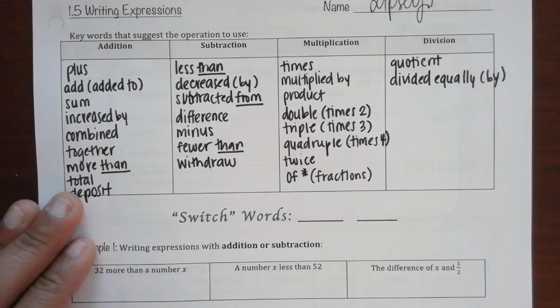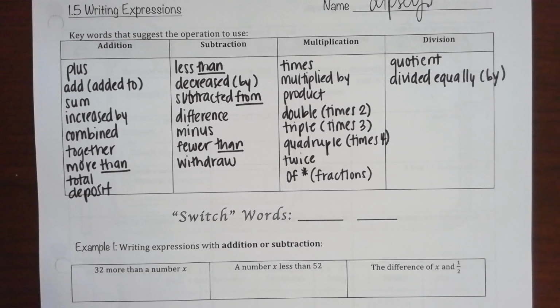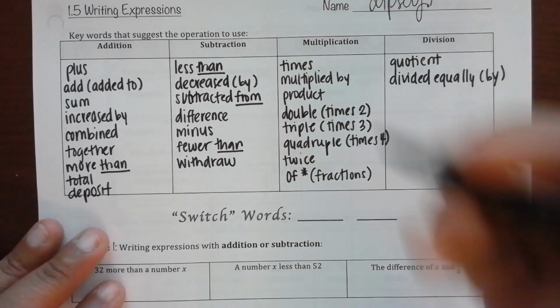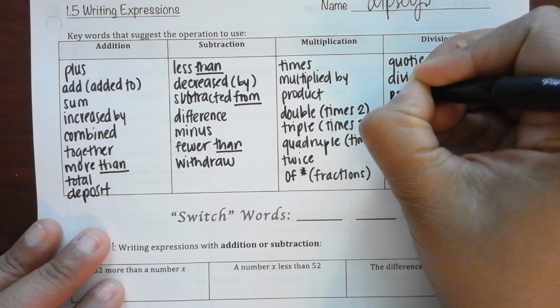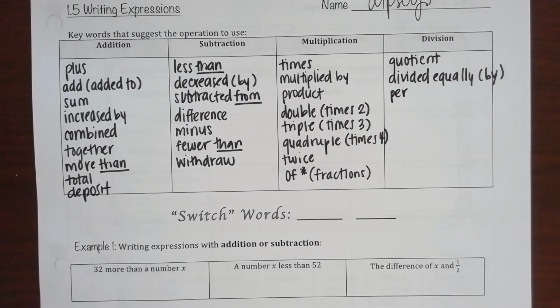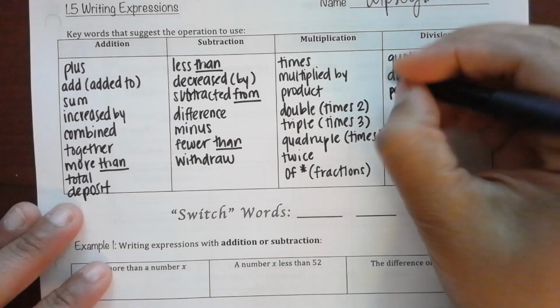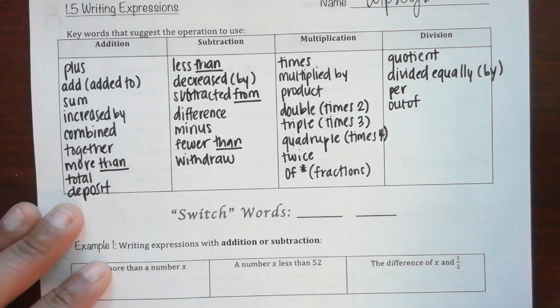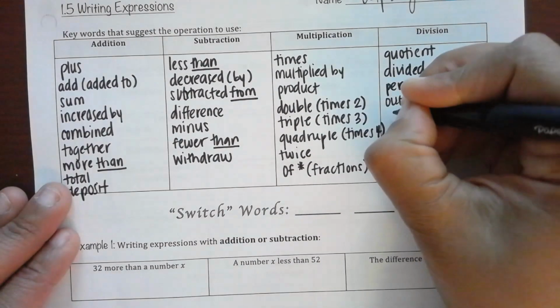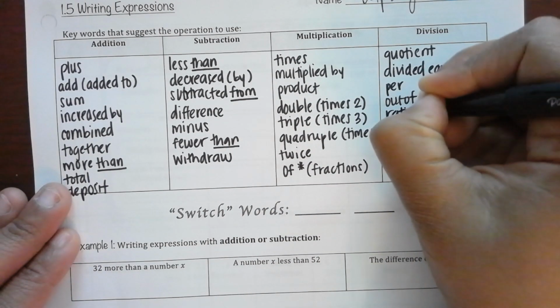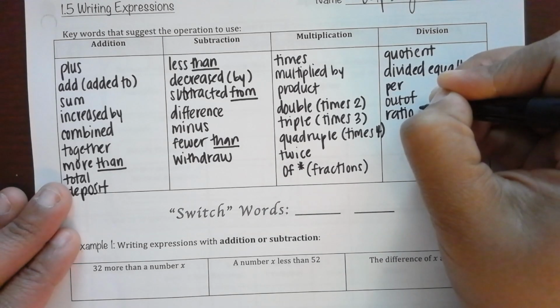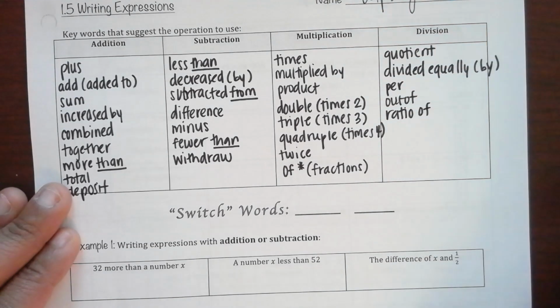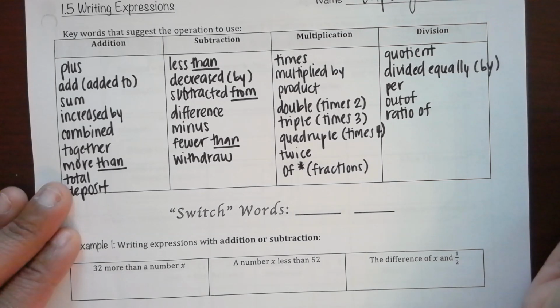I feel like Miss Lipsey is going to have to help out with this one. What do you think? Because this one we're not used to seeing a lot, right? So let me help out. The word per. Because that means that you're breaking it up. Out of. Because you're separating things as well. The word ratio. Notice there's a lot of ofs here. Of is a constant for division as well.